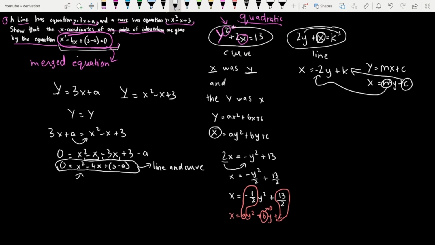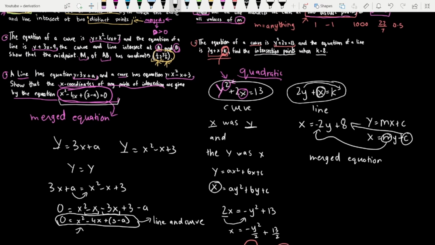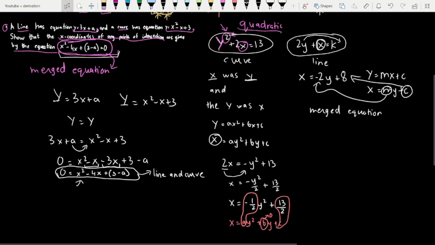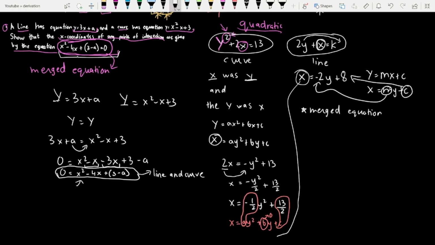So all we need to do is, we know that to find the intersection points, we basically need a merged equation. So let's form that merged equation, but before we do that, let's replace this k with 8, because that's what they told us. They said we need to find the intersection points when k is equal to 8. So we make the merged equation, and we just need to put the x over here equal to the x for the curved equation, just like we put y equal to y over here.